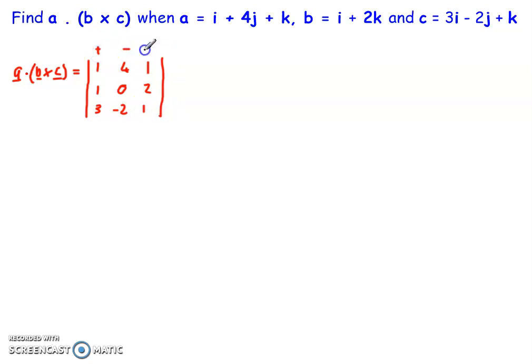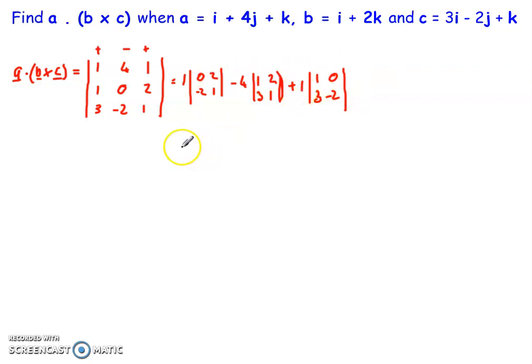I'm going to put my plus, minus, plus on the top, and then do as I normally would, split it into our small matrices, calculate determinants, and get on with it. So I've got 1, then 0, 2, negative 2, 1, take away 4, I've then got 1, 2, 3, and 1 there. I've then got plus 1, my small determinant here, 1, 0, 3, negative 2. So do each of these and then see what we get.